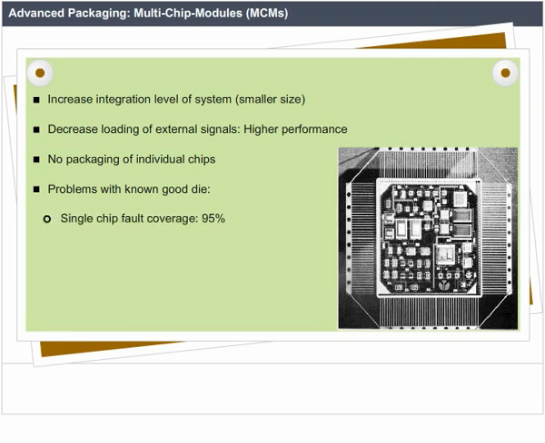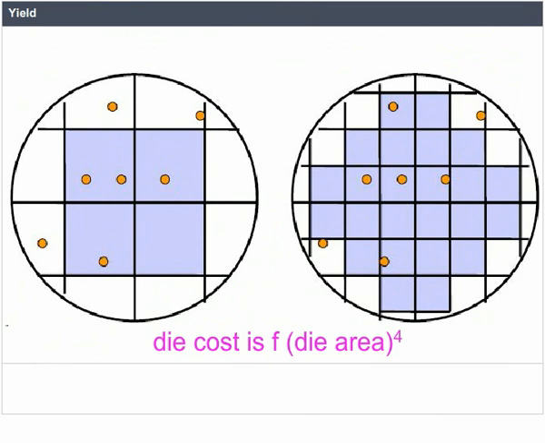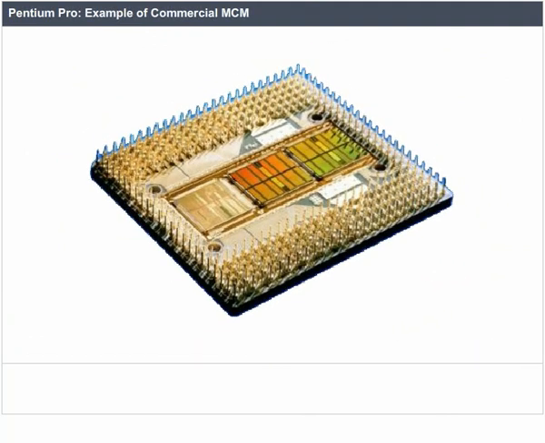Single chip fault coverage up to 95%. MCM yield with 10 chips: 0.95 to the power of 10 equals 60%. Problems with cooling. Expensive. Yield. Die cost is a function of die area to the power of 4. Pentium Pro, an example of a commercial MCM.